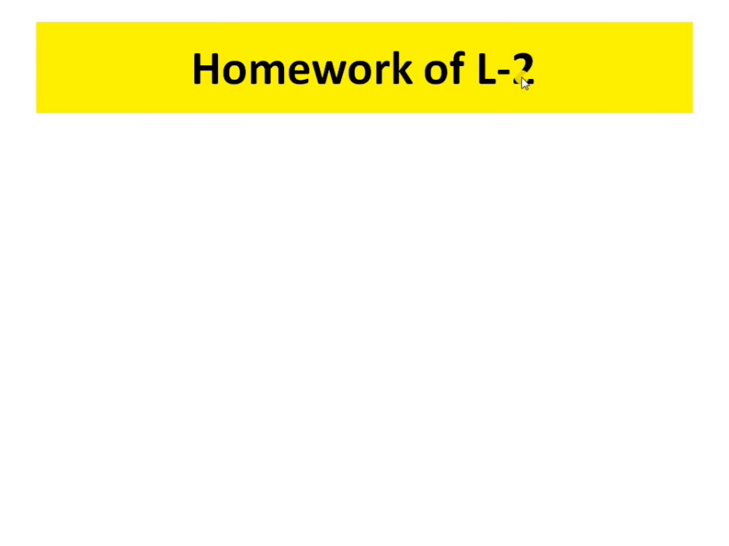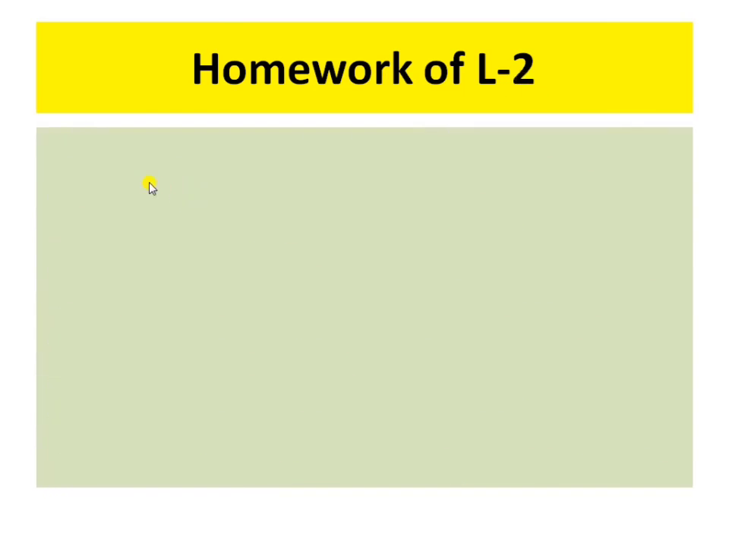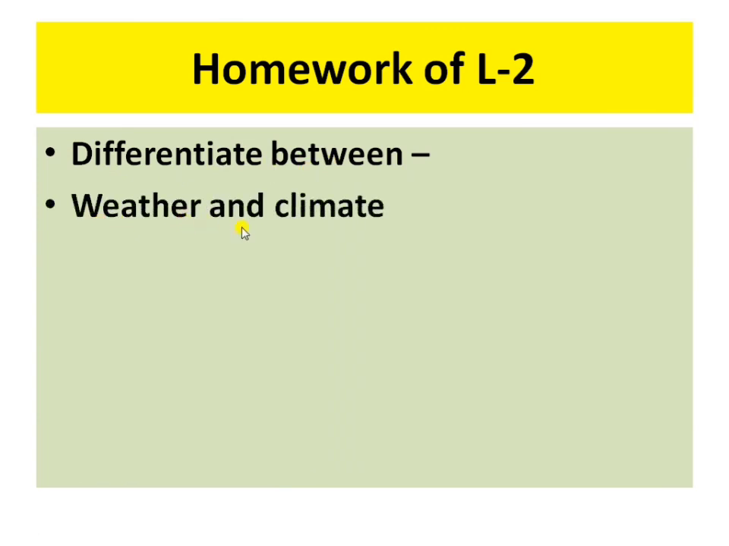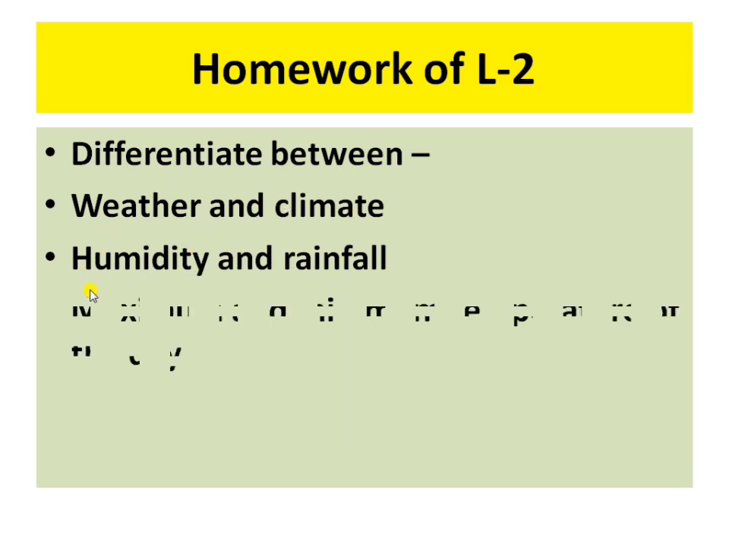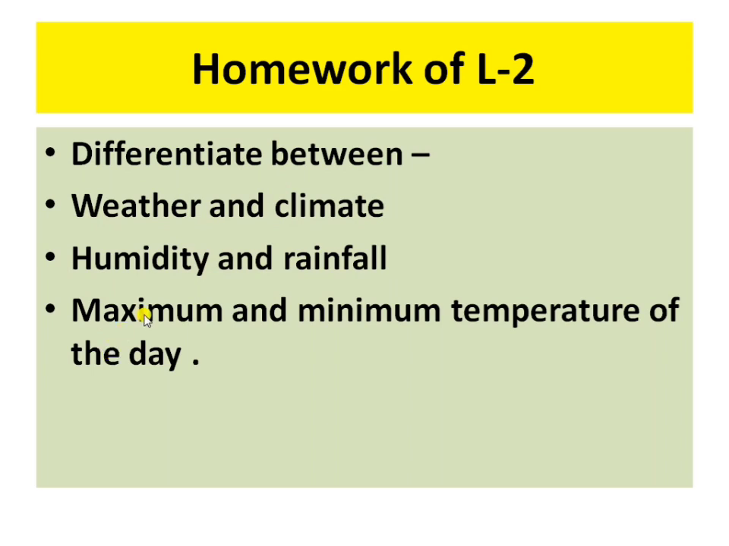Next we have the homework of this lecture number 2. First, you have to differentiate between weather and climate. Second, humidity and rainfall. Third, differentiate between the maximum and the minimum temperature of a day. You have to make a table and write the differences between weather and climate, humidity and rainfall, and maximum and minimum temperature of the day.